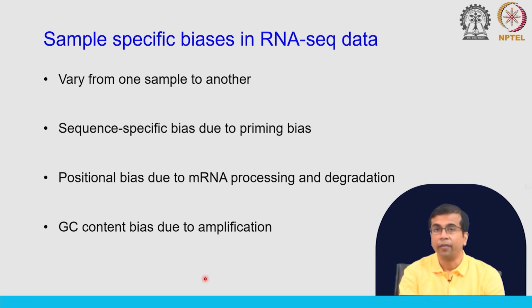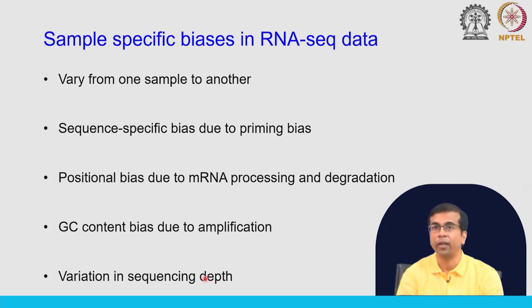And then finally, we also have this variation in sequence depth. This again varies from one sample to another. So, one thing you should note, right, we have not included gene length bias here, because this will not vary from one sample to another.